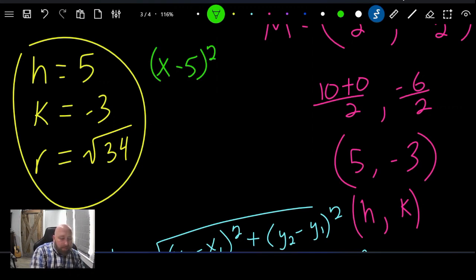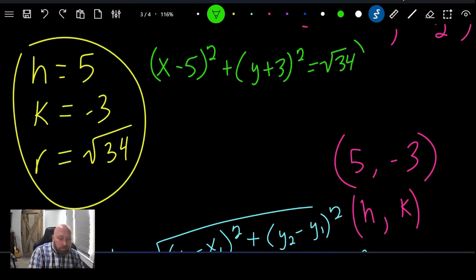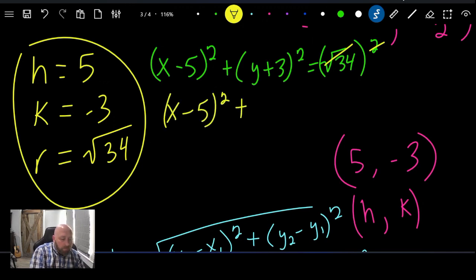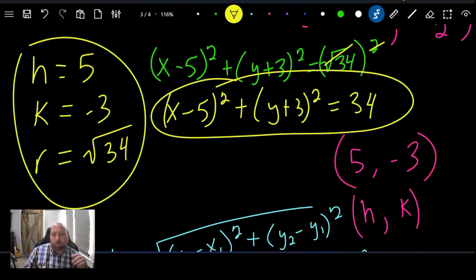And then we're going to add that to parenthesis our y minus our -3. Minus minus, how does that work? That turns that positive 3 squared equals the square root of 34. And then don't forget that everything is squared, like all of the pieces of this are squared. Basically, we're done. The only thing that we can really do here is we could cancel this out. So our final answer is going to be x minus 5 squared plus y plus 3 squared equals 34. And that would be our final answer right there.